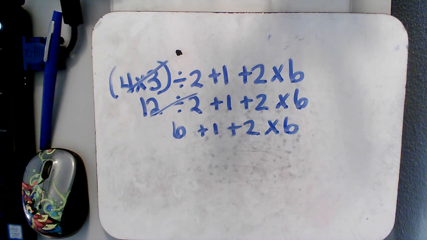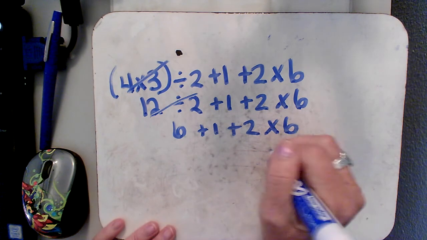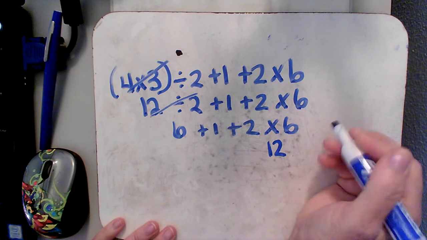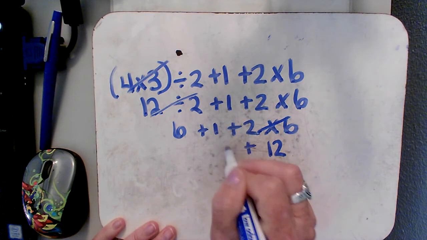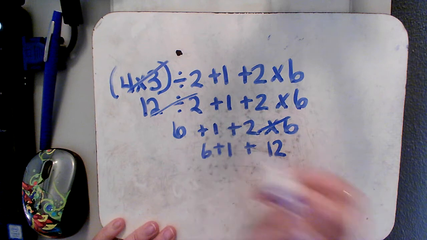Will, what's next? 2 times 6. Excellent. Why not 6 plus 1, Colton? Because multiplication and division comes first. Perfect. What's 2 times 6, class? 12. What do we do to 2 times 6? Mark it out. Then I heard bring down.